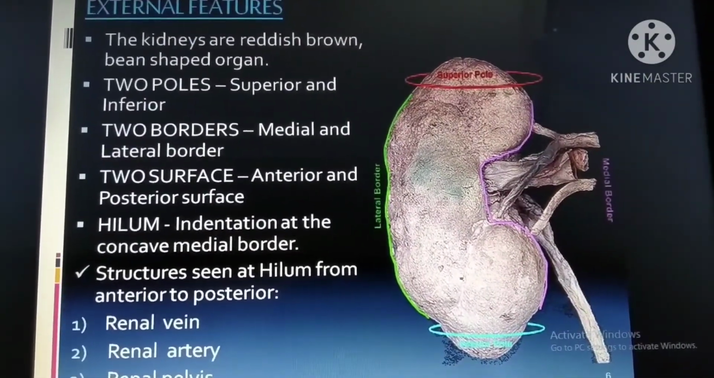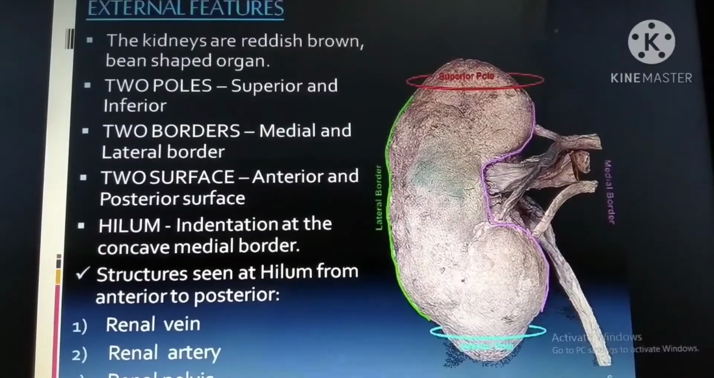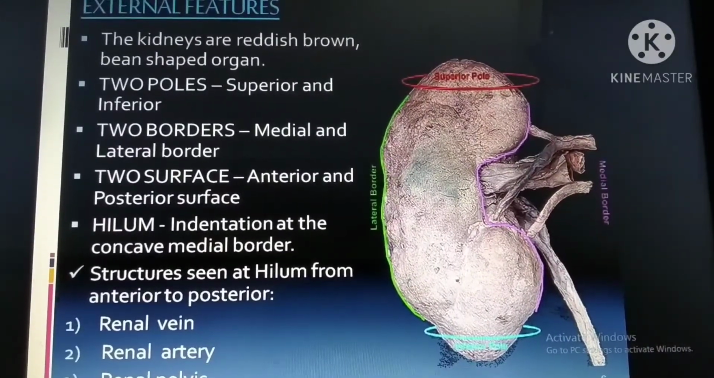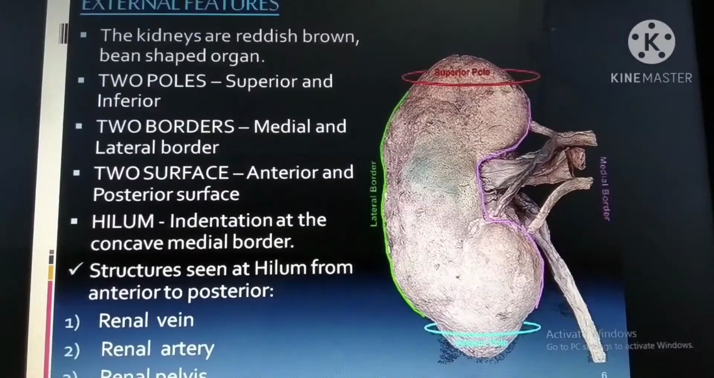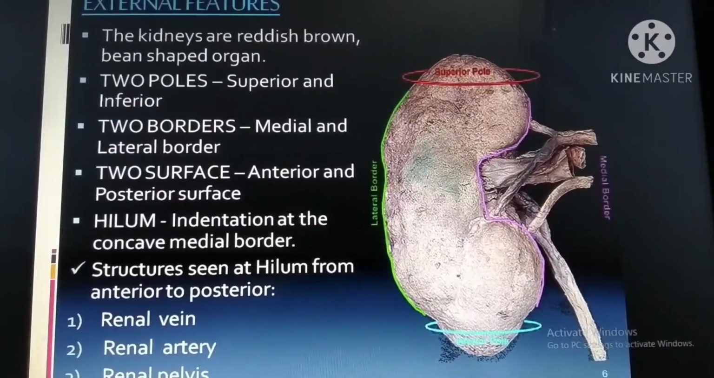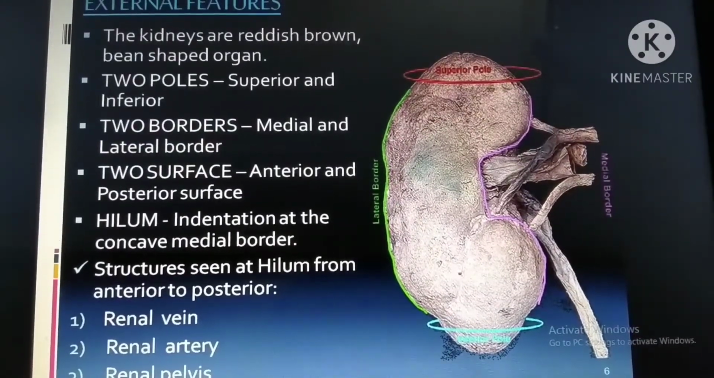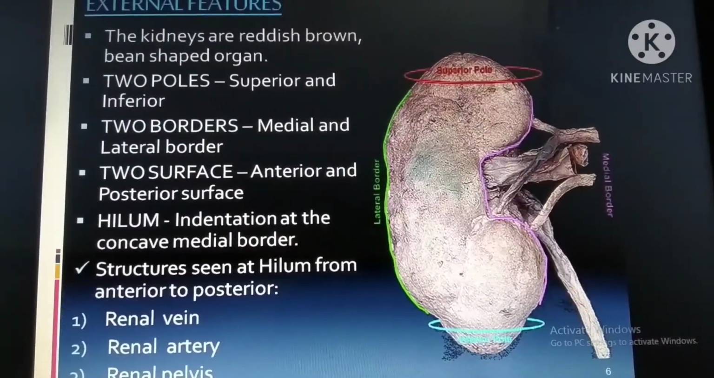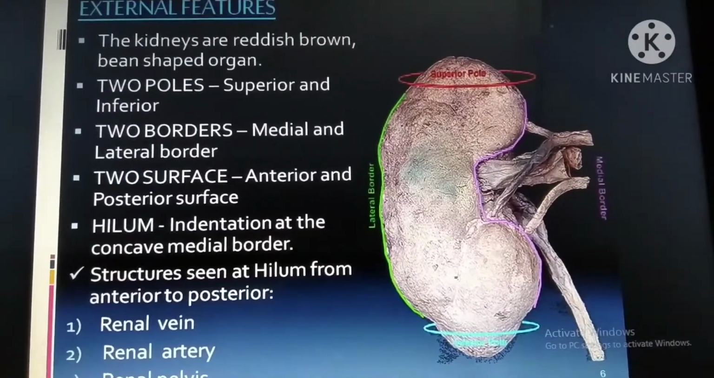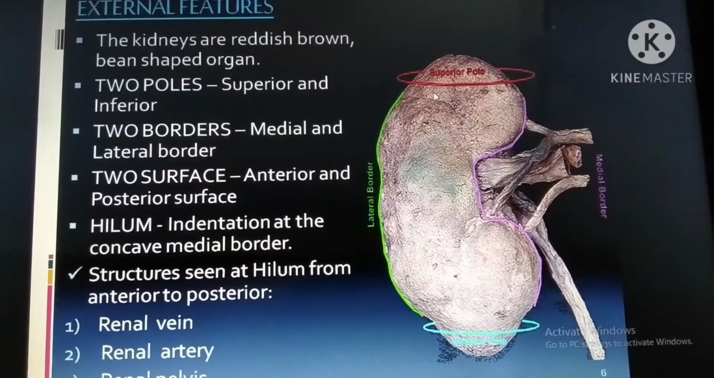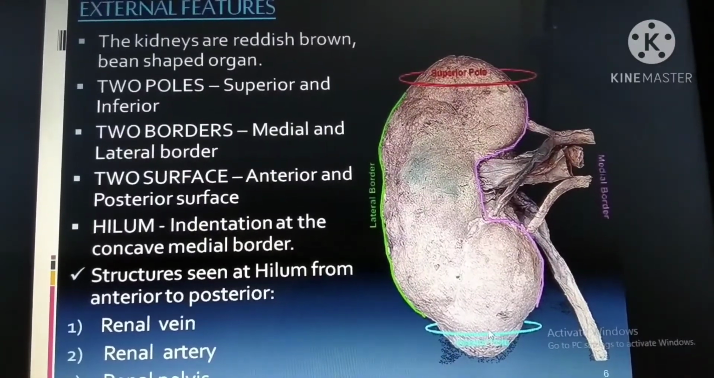External feature: the kidney is a reddish brown bean-shaped organ. Here we show the original specimen of the kidney on the right side. We show that there are two poles, a superior pole and inferior pole, which we show in the diagram. This is superior pole and this is inferior pole.